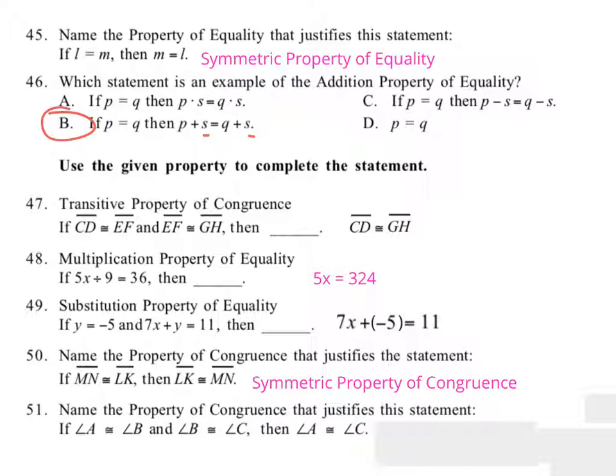Okay, and finally, name the property of congruence that justifies this statement. If angle A is congruent to angle B, and angle B is congruent to angle C, then angle A is congruent to angle C. We've got them both congruent to angle B, so they're congruent to each other. And that is the, remember, transitive property, in this case, of congruence, because we're talking about congruence and not equality.